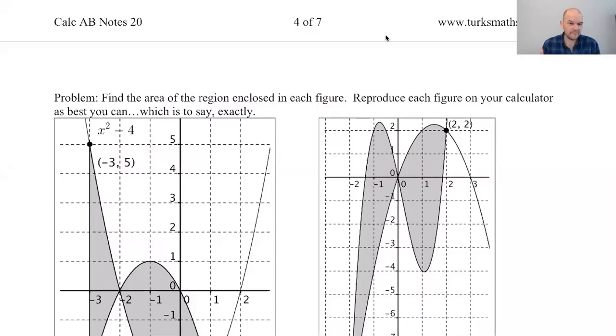All right, we're back. We are on page 5, I guess. Yeah, of notes 20 of Calc AB. We're talking about areas of regions bounded by curves. What we're going to do on this page is something that's kind of interesting.